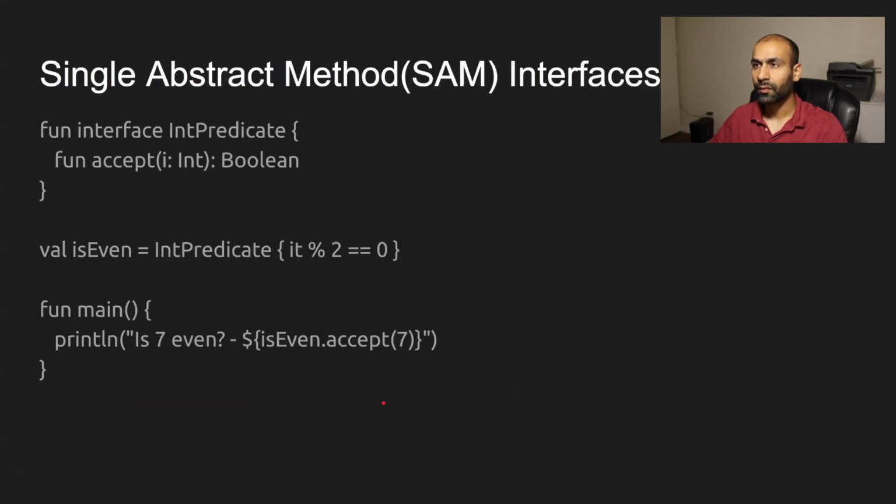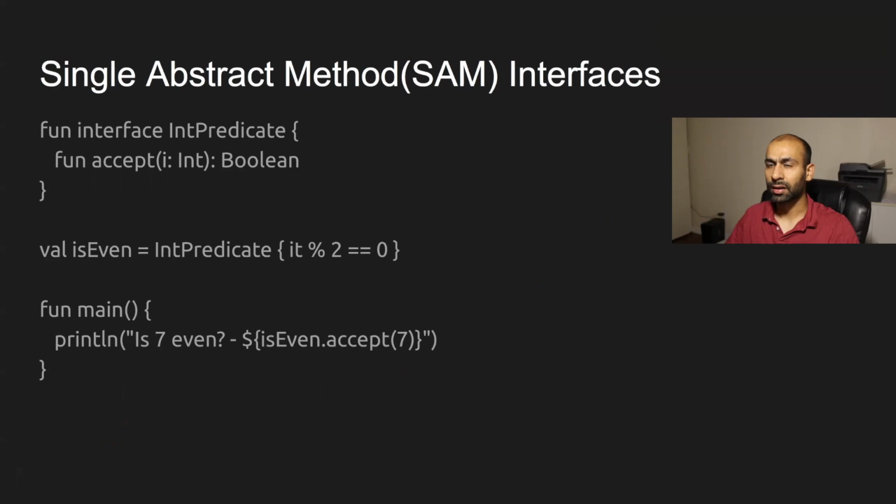The last feature which I'll cover for today is single abstract method interfaces. This is very similar to single abstract method interfaces in Java, or what we call functional interfaces, where the interface just has one method. If you see this interface, which is IntPredicate, it just has one method, accept. This allows us to use these interfaces as a lambda expression.